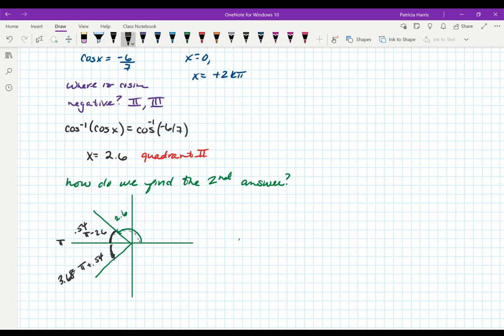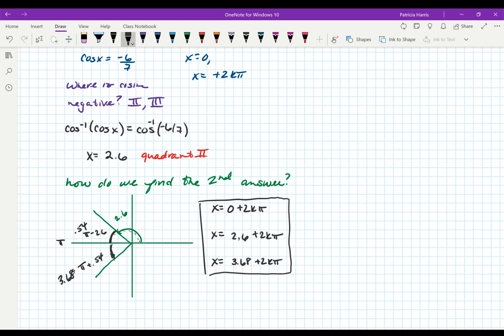So I have three answers to this equation. I have x equals 0 plus 2k pi. I have x equals 2.6 plus 2k pi. And I have 3.68 plus 2k pi. And those are my three answers.